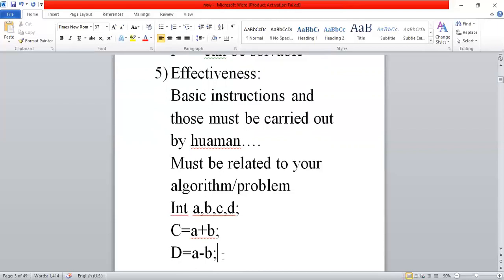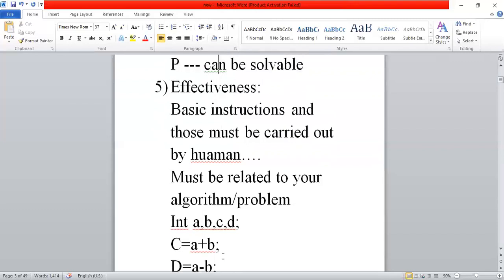Unnecessarily, don't include non-required instructions in your problem. Of course, there is nothing wrong in including those instructions, but they are wasteful, because our intention is adding two numbers. In addition to the addition statement, if you include a subtraction also, subtraction is not required here. So you have to take care while including instructions; identify which instructions are suitable for your problem. Only such instructions should be included in the algorithm or program.